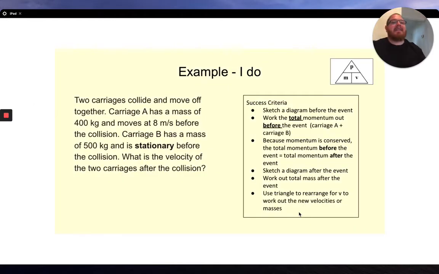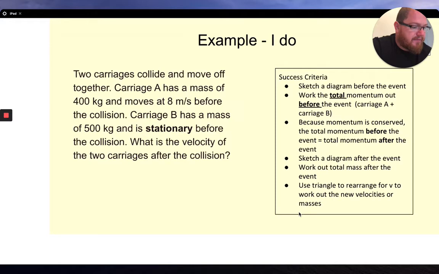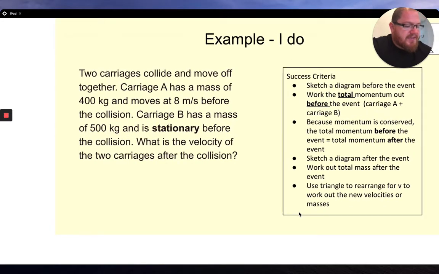So let's get into this then. Let's get into it, and these are quite lengthy. So we'll just start with reading the question for now. It says there, two carriages collide and move off together.